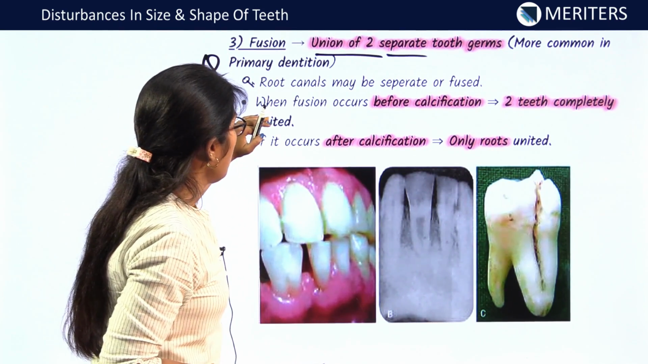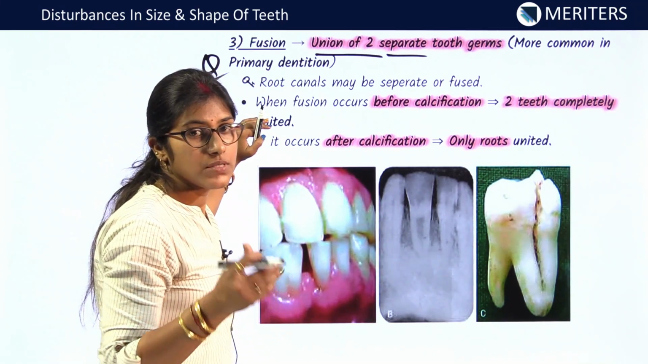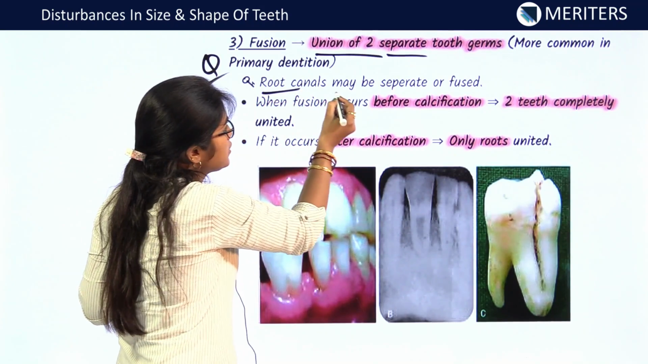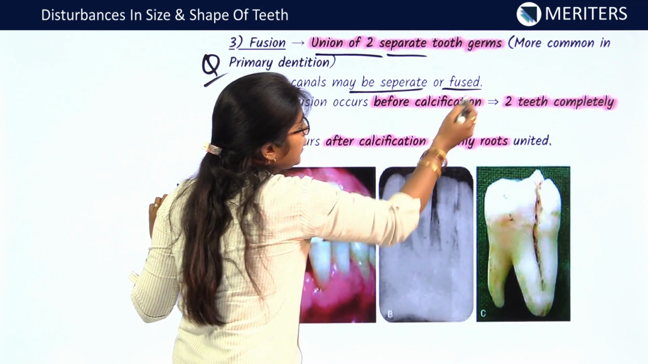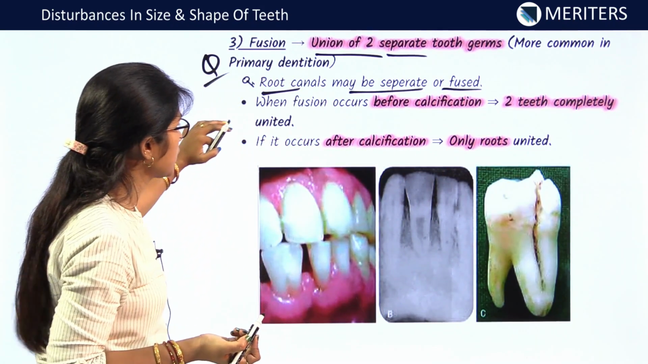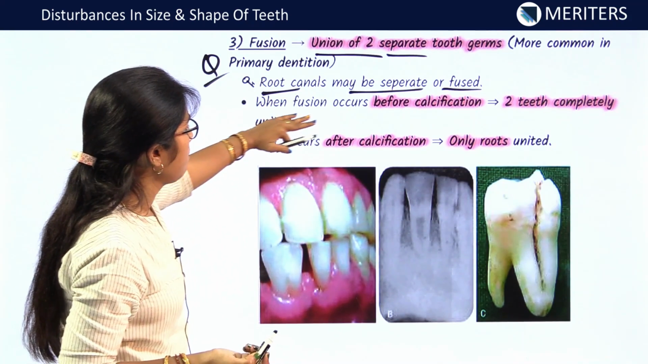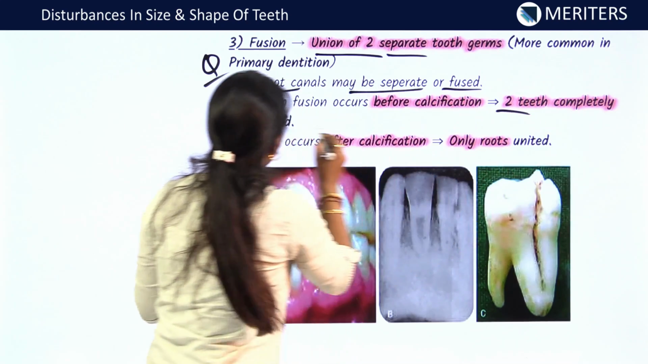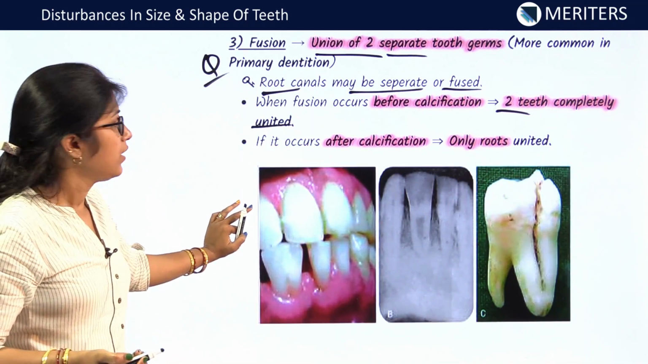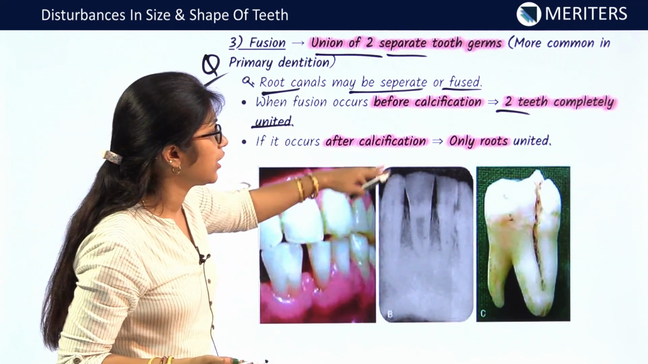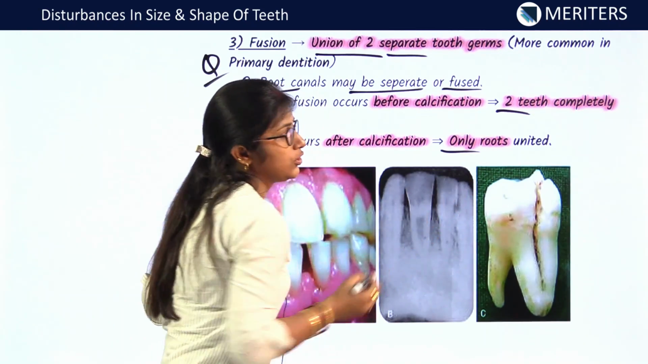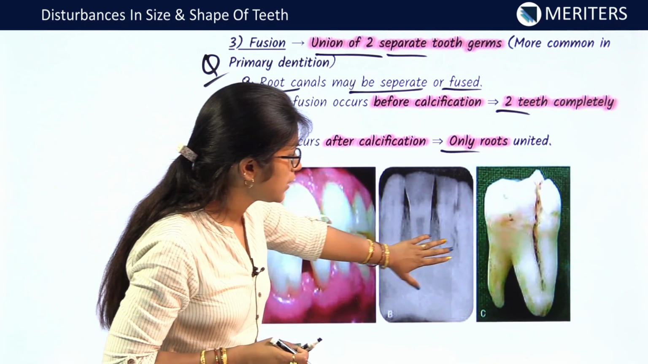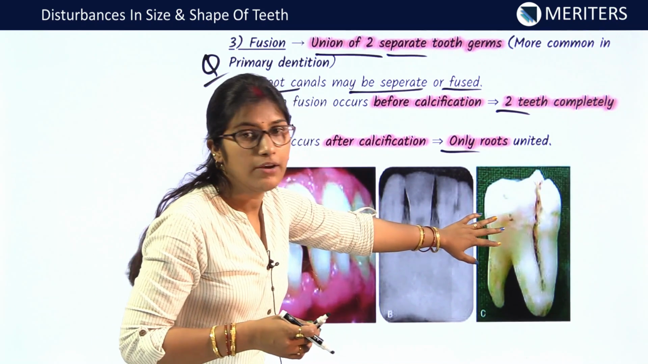Now in this condition, when two tooth germs are fusing, uniting, then the root canals may be separate or may be fused. Both cases can be there. When fusion occurs before the calcification of the tooth, then the two teeth will be completely united. But if it occurs after calcification, then only the roots will be united. Now you should see this and you can appreciate the fusion. See this one, two tooth germs are fused here.